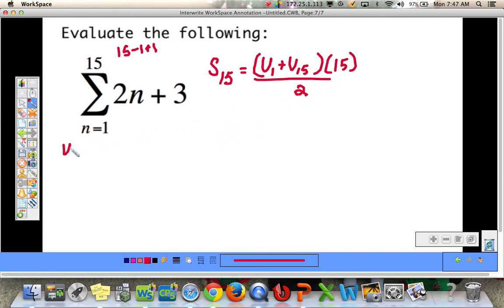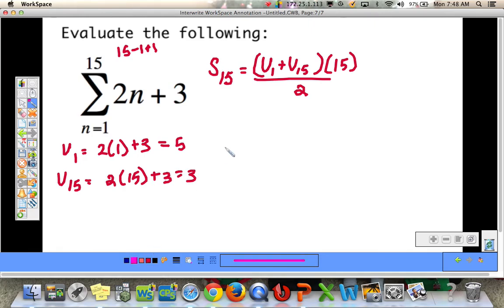All right, let's do some work on the side here. U sub 1 means the first term. You plug in a 1. So 2 times 1 plus 3 is 5. We need the last term, the 15th term, I should say, in this sequence, which is 2 times 15, which is 30 plus 3, which is 33. So let's plug that into our formula.